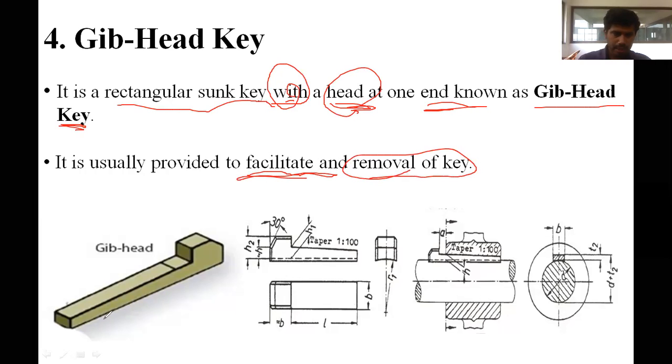You can see over here, it's actually a rectangular key. Okay, a rectangular sunk key, with some variations. One head, okay, gib head. So this kind.